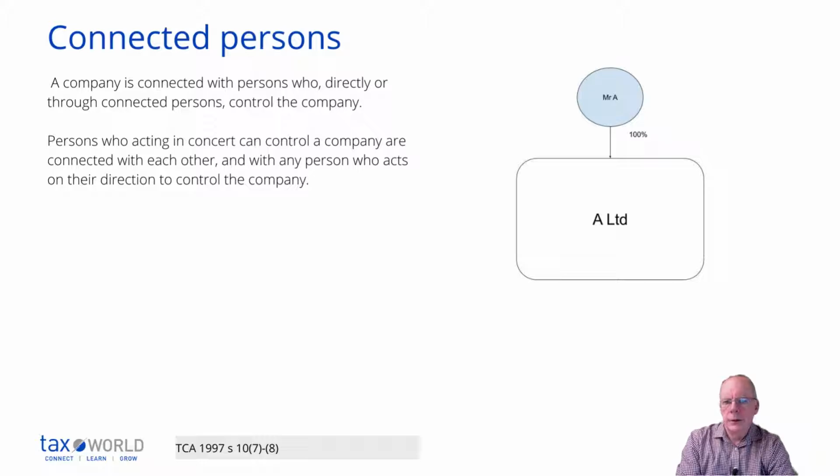And a company is regarded as connected with any person who directly or through connected persons controls the company. So persons acting in concert with each other can be regarded as controlling the company, and those persons are connected with each other. So in this example here, we have Mr. A, controls A Limited, but you could have a situation where it's Mr. B and Mr. A together, and they would both be regarded as connected.